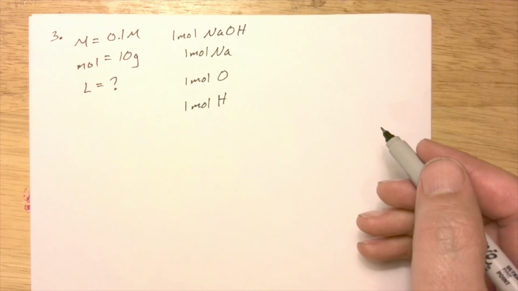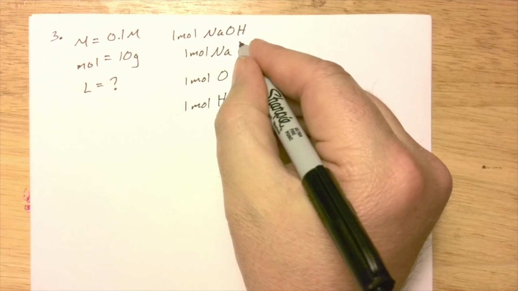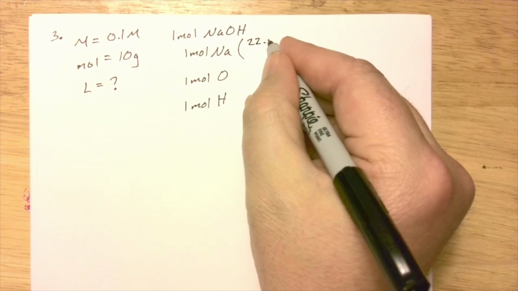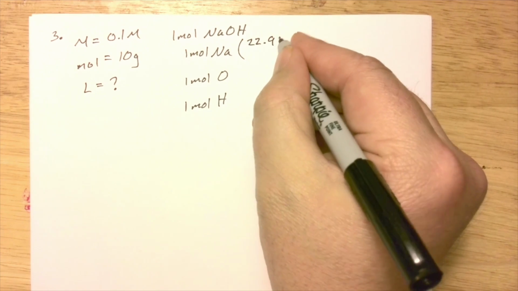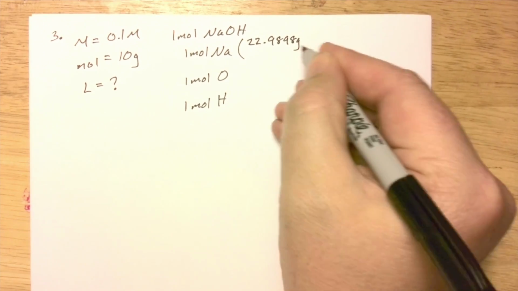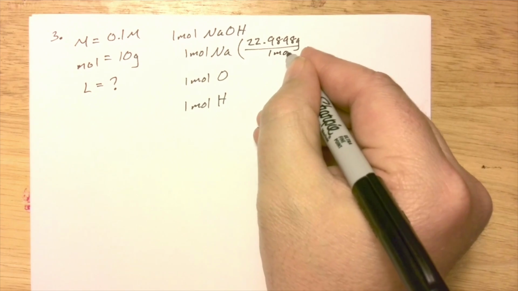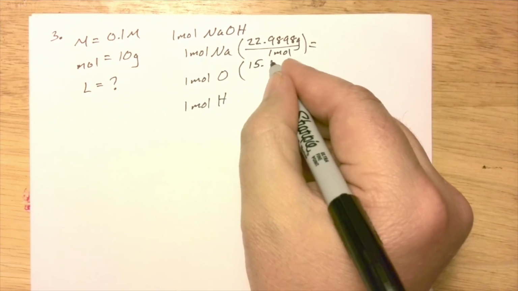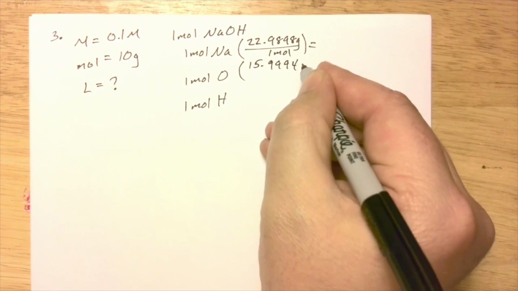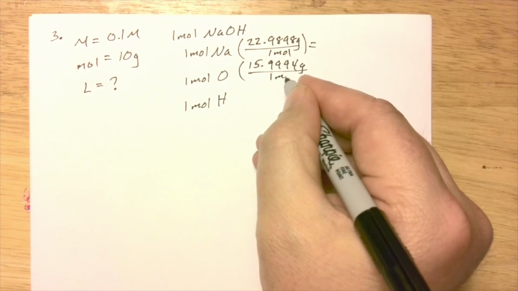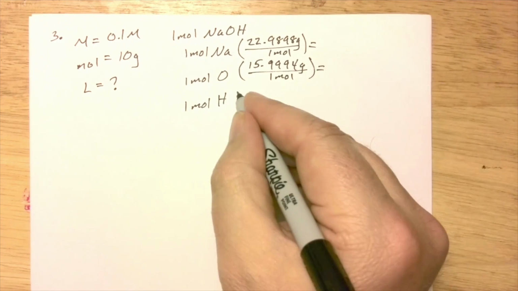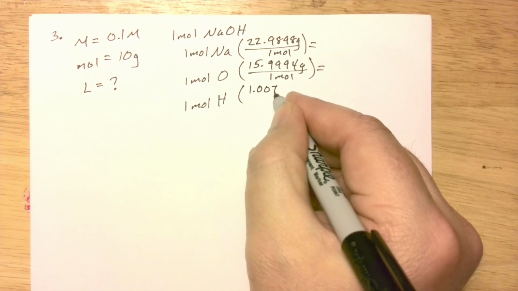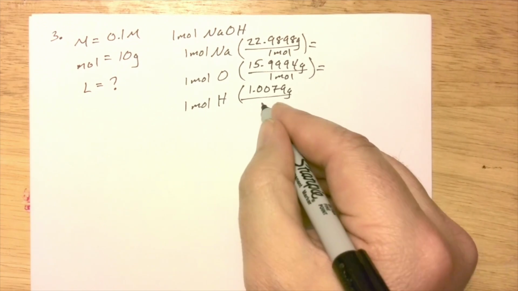And then using the formula weights for each one. So sodium is about 22.9898 grams over 1 mole. Oxygen is 15.9994 grams for every 1 mole. And for hydrogen, it's 1.0079 grams for every 1 mole.